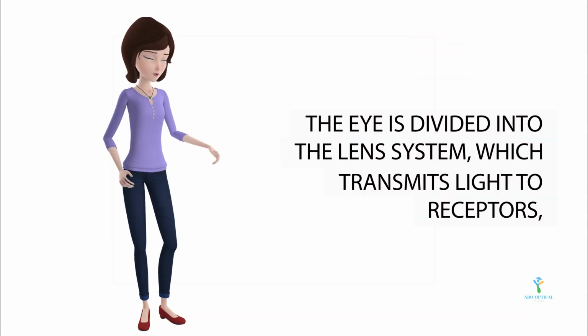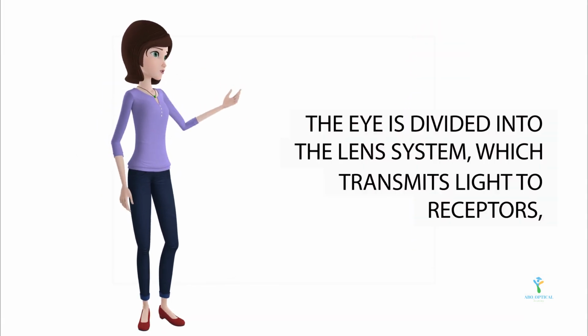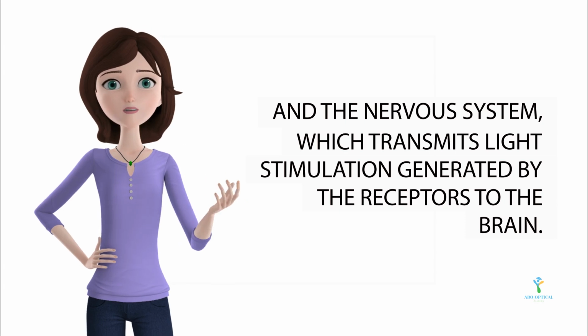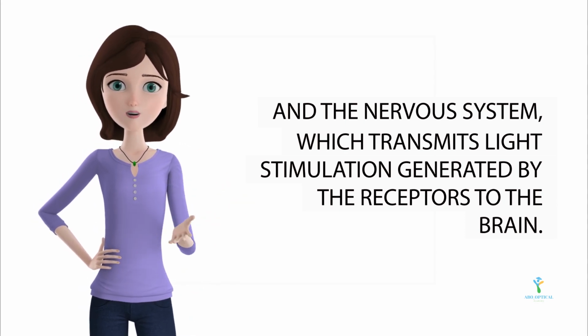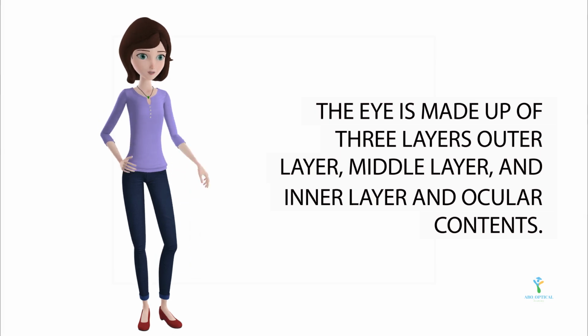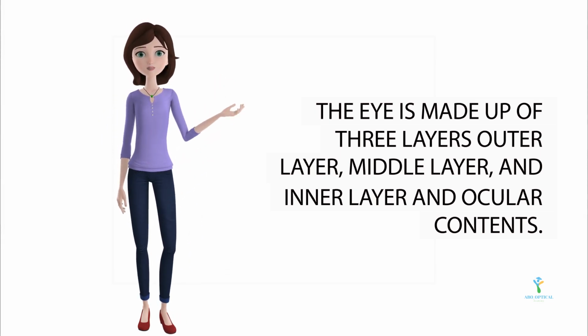The eye is divided into the lens system, which transmits light to receptors, and the nervous system, which transmits the light stimulation generated by the receptors to the brain. The eye is made up of 3 layers: outer layer, middle layer, and inner layer, and ocular contents.